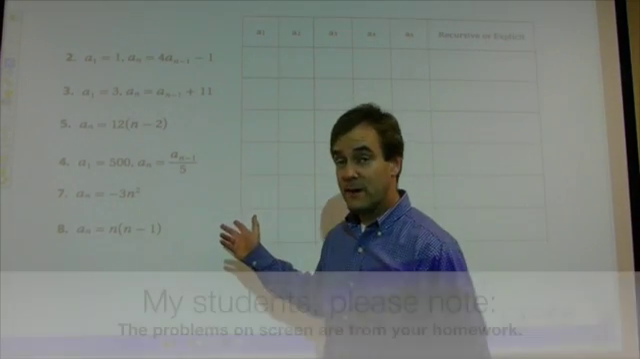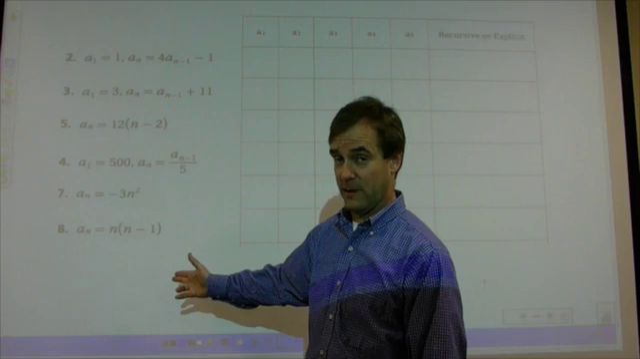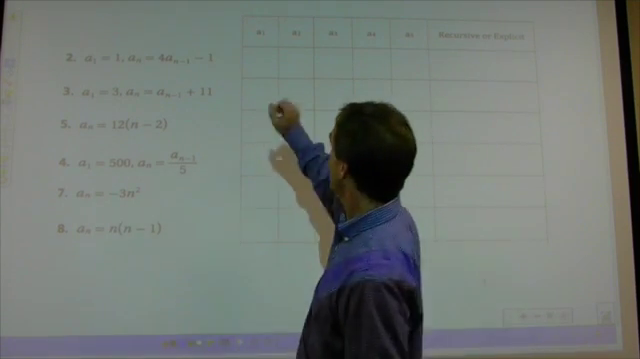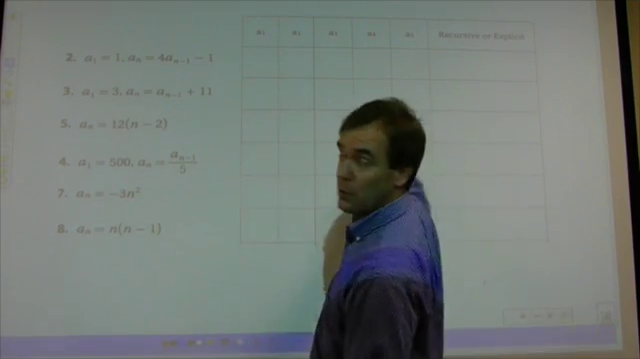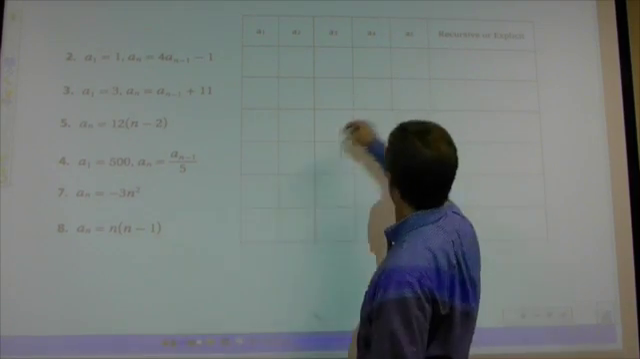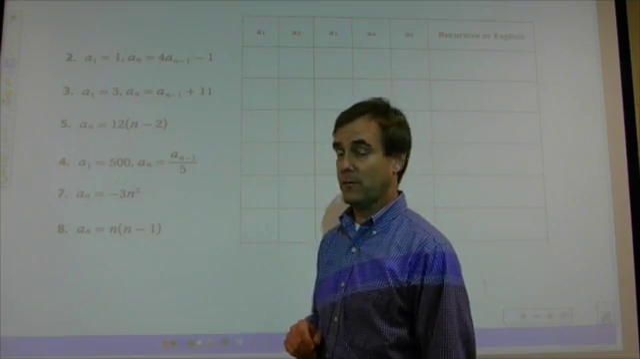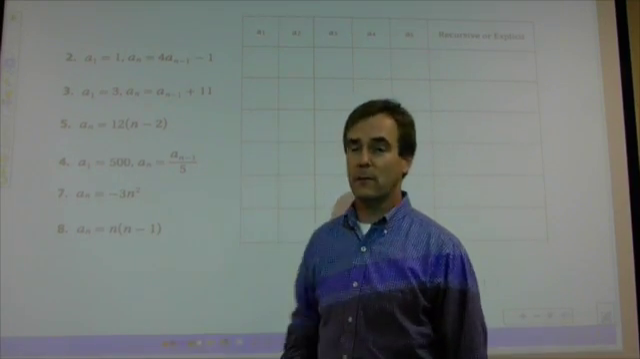So I have up on the screen some sequences. Specifically, I have some mathematical descriptions of some sequences. And what I want to do is see the first 5 terms of each of those sequences. And I want to determine, is that sequence a recursively defined sequence or an explicitly defined sequence? Let's take a look at the first one, what we know, and let's see what we can figure out.